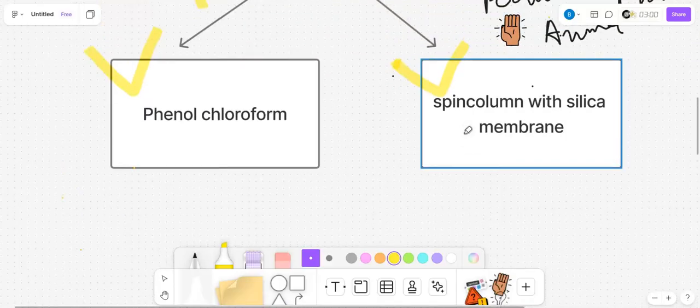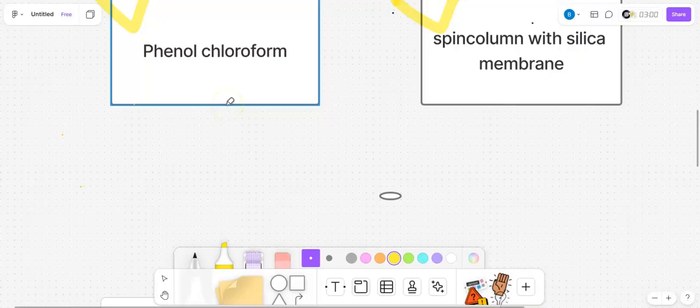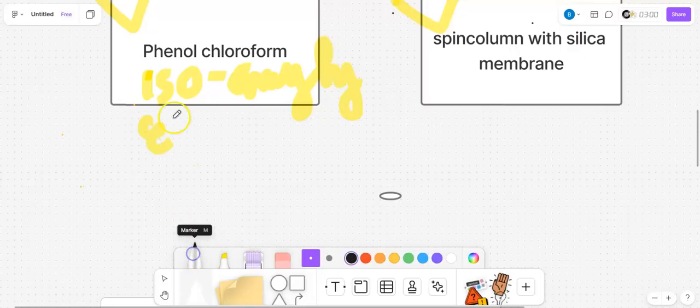So, ఈ phenol chloroform method అనేది mainly used అన్నమాట because it is easy. Phenol, chloroform and alcohol ని use చేస్తాం, like isoamyl alcohol or ethanol. Ethanol కూడా use చేస్తాం for the last purification of the DNA. So for purification, ethanol will also be used.